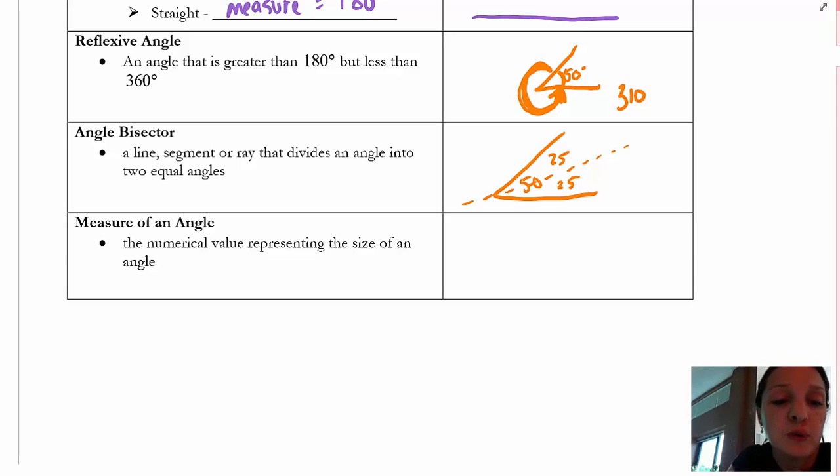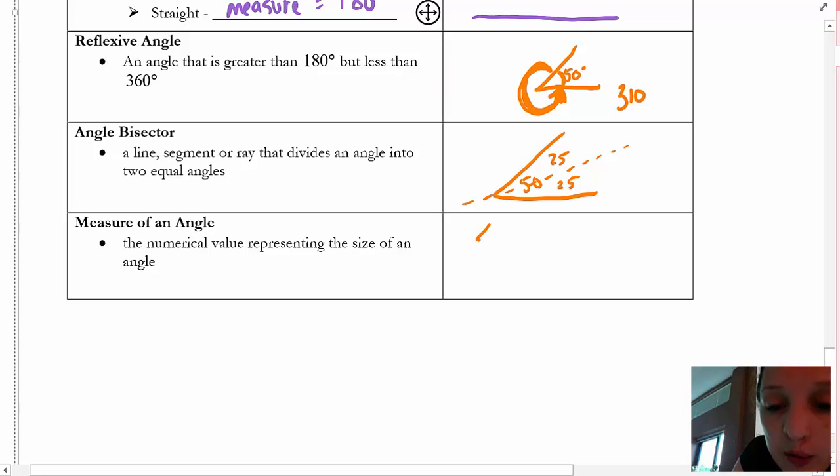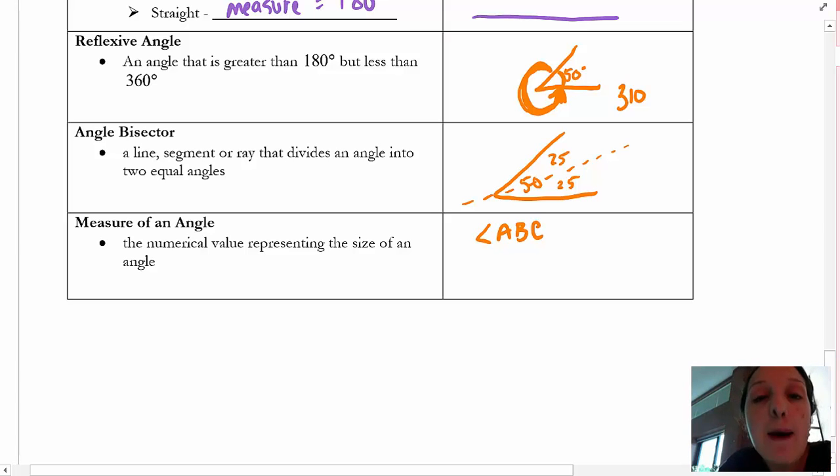And I keep talking about 25, 50, 310. What am I measuring? Well, those are measures of an angle. That's a numerical value. The reason this guy gets its own cell in the table is if I want to talk about, say, angle ABC, I would write it like that. That's angle ABC. But if I want to know how big it is, I'd put a little cursive or italic M in front. The measure of angle ABC would be 42 degrees or whatever it happens to be given your picture. So if I had this angle right here, and this is A and that's B and that's C, the measure being 42 means when I go in here, what's the measure of that angle?